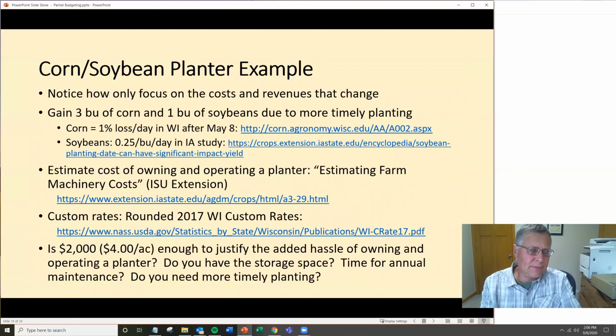Where do I get these gains from? That 3 bushels for corn and 1 bushel per acre for soybeans is due to more timely planting. You can go look at these web links here.